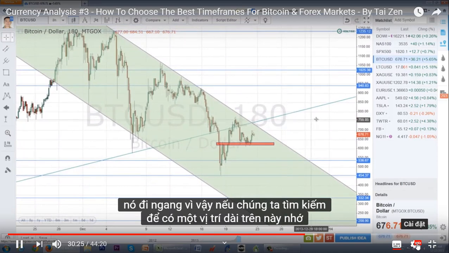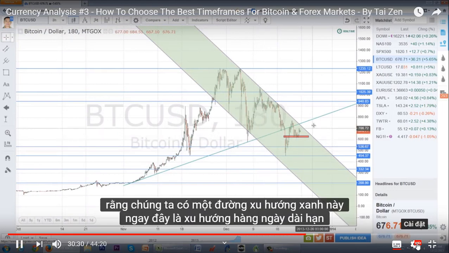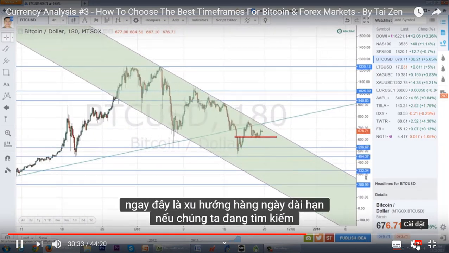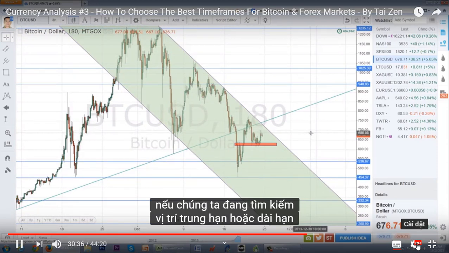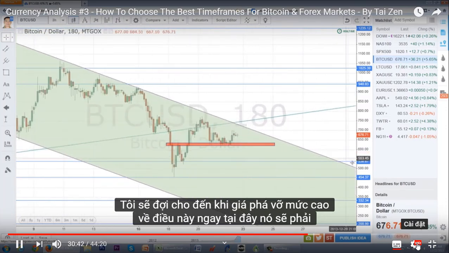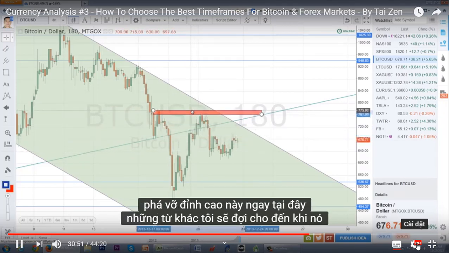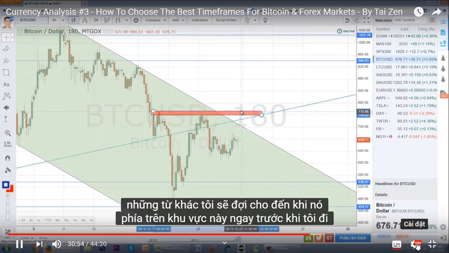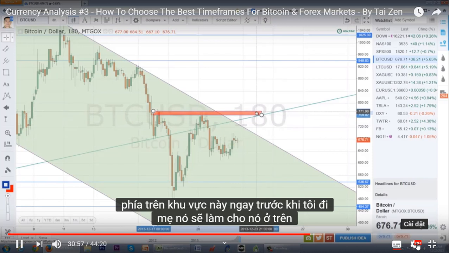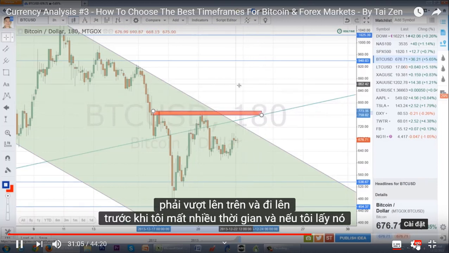So if we're looking to take a long position on this, remember that this green trend line right here is the long-term daily trend. If we're looking to take an intermediate or long-term long position, I would wait until price breaks the high of this right here. In other words, I would wait until it's above this area right here before I take it long. So that would be somewhere around 775. It would have to break above that and come up before I take it long.